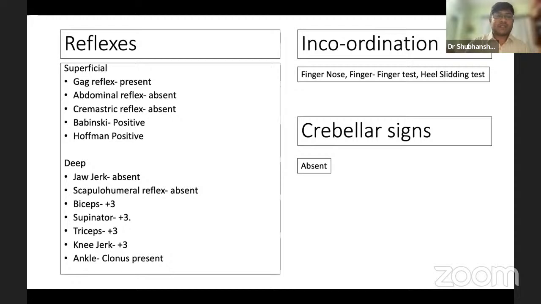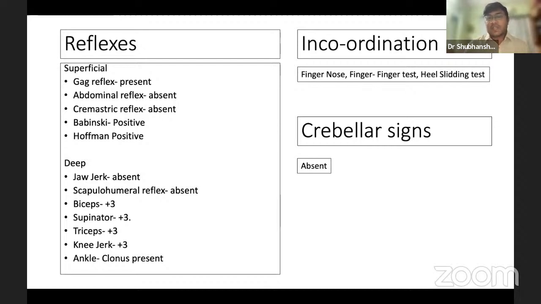The superficial reflex, gag reflex was present. The abdominal reflex was absent. Cremastic was absent. Babinski was positive. Hoffman was positive. Georgia was absent. Scapulohumeral reflex was absent. Biceps was exaggerated. Supinator was exaggerated. Triceps was exaggerated. Knee jerk was also brisk, and there was an ankle clonus present.